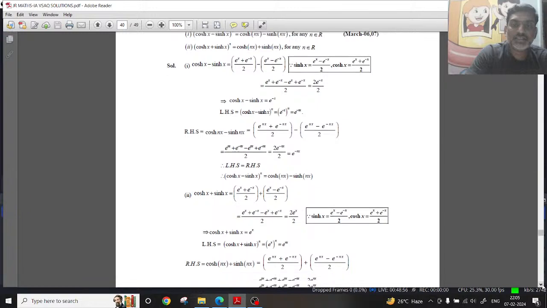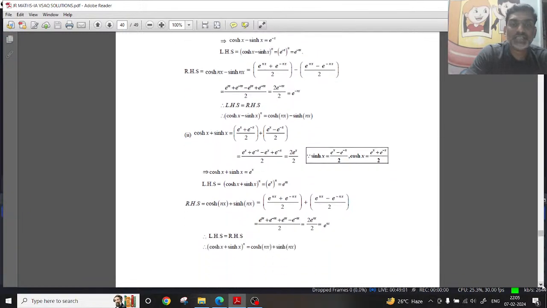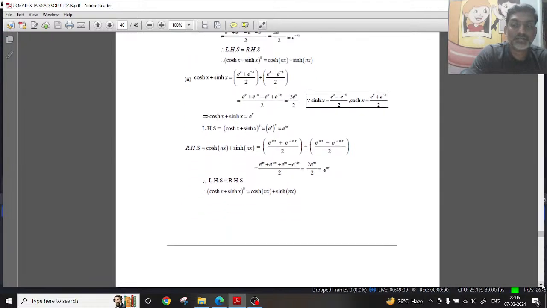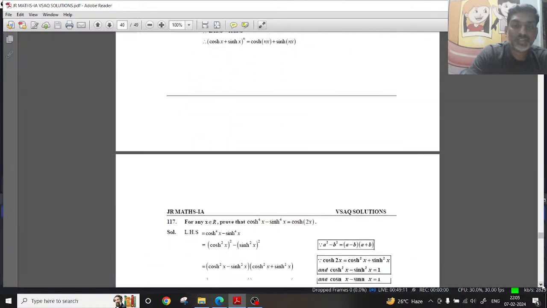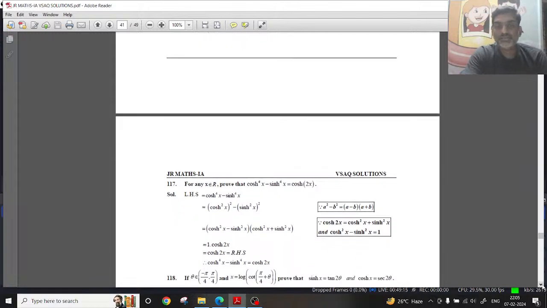Second question also direct substitution, that is LHS and RHS. LHS is e power nx, RHS also e power nx. Next, question number 117.